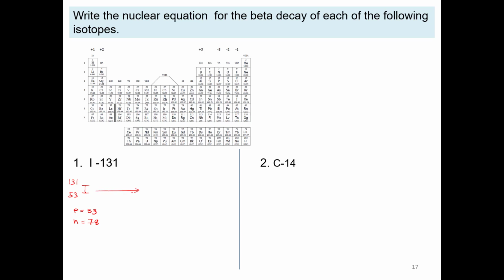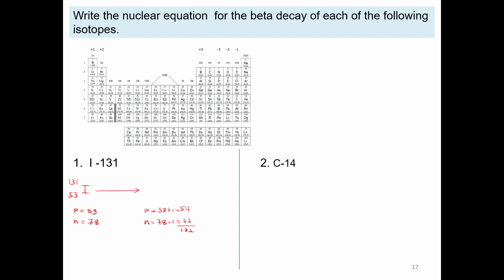Then when this happens, one neutron is turned into a proton. Yes. Then what happened with the neutrons? The iodine will lose one neutron, so it will be 78 minus 1, because it loses one neutron but gains one proton. Then here we have 53 plus 1, which is 54. Then if we add these two, we will have 131.